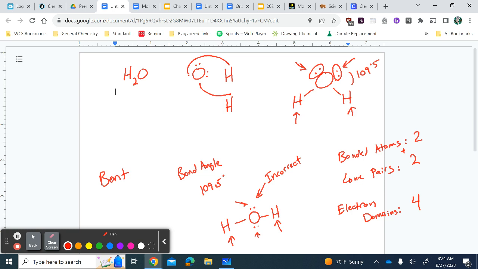So this would be an incorrect drawing right here, and I would count that wrong on a test or a quiz or on an assignment. If you have a bent molecule, or an atom or a compound with 2 bonded atoms and 2 lone pairs, it should always look like this, a bent molecule.